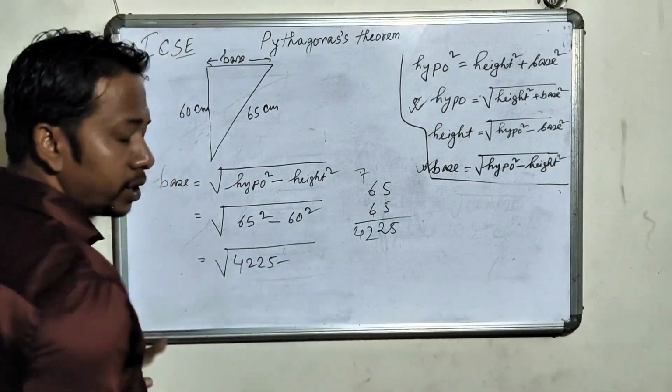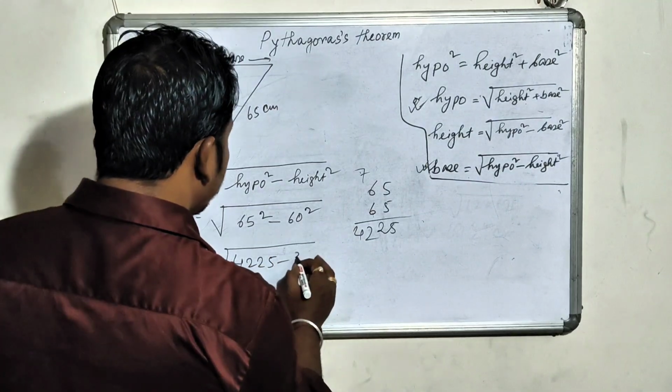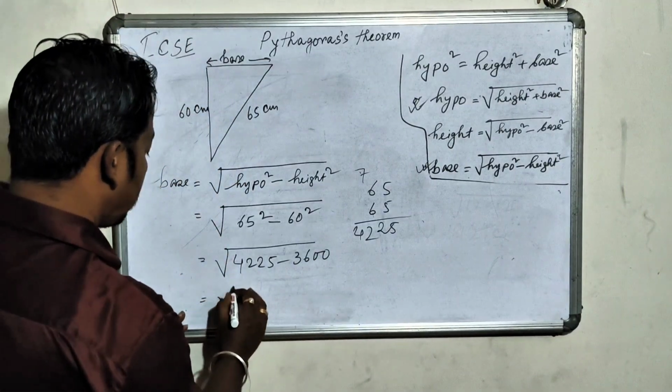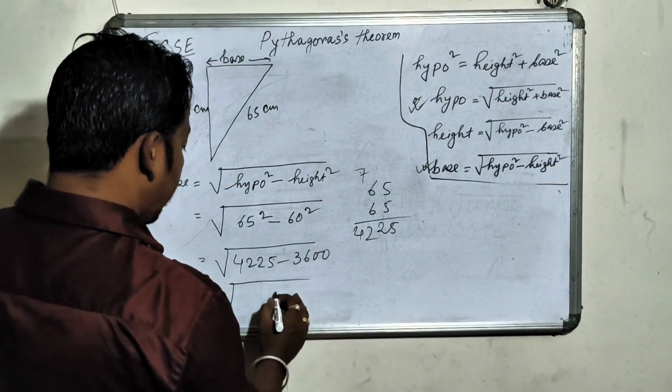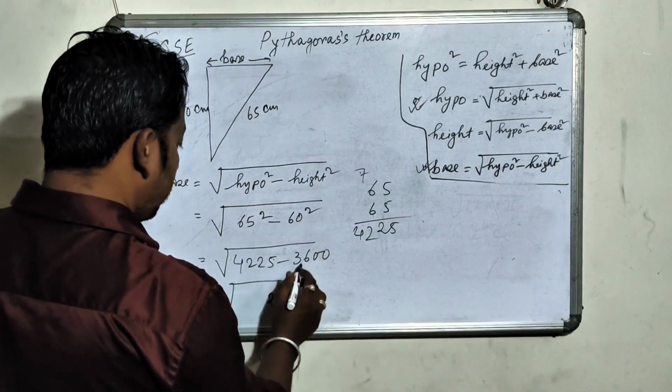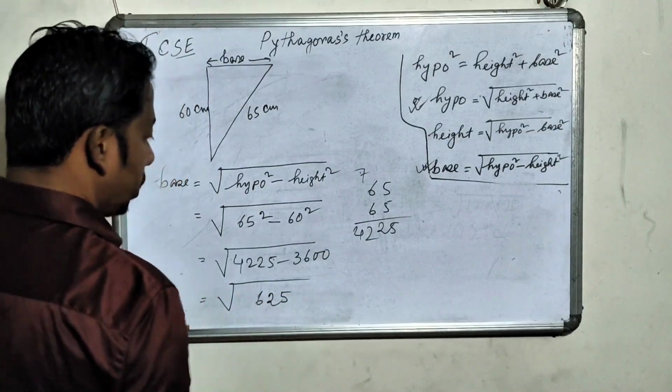4225. Obviously 60 square, 6 6 is 36, 3600. That is 4225 minus 3600, that is 625.